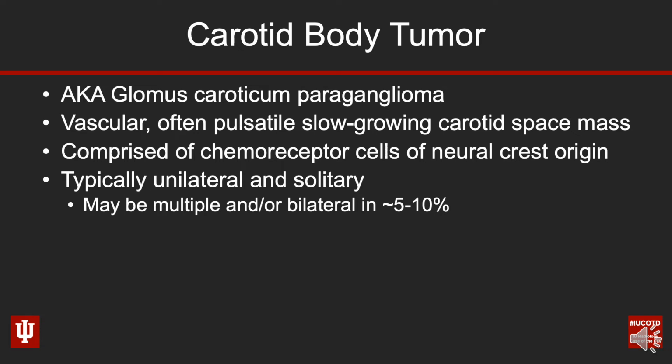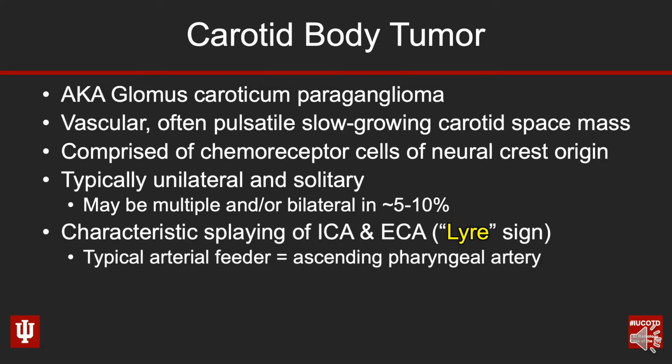There are other characteristic sites within the head and neck where we look for paragangliomas. We'll talk more about those in subsequent cases of the day. These carotid body tumors can be distinguished by the characteristic splaying of the ICA and the ECA. We talked about that lyre sign. It's important to keep in mind for those that may do endovascular work that the typical arterial feeder of these is the ascending pharyngeal artery. They can have contributions from other arteries, but the ascending pharyngeal is an important artery to keep in mind because these oftentimes need embolization prior to surgical resection in order to prevent blood loss.